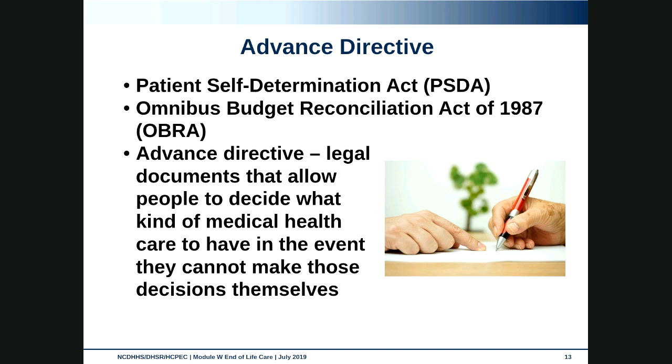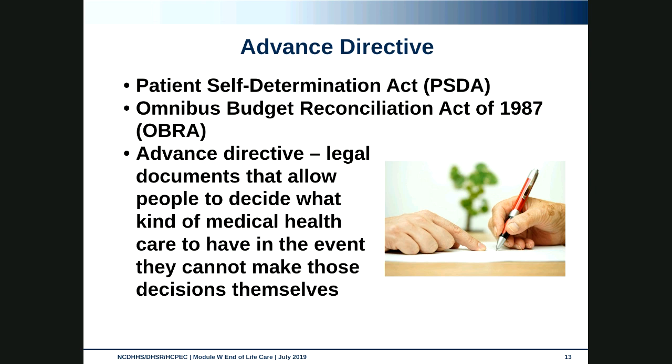Advanced directives are legal documents that allow people to decide what kind of medical care to have in the event they cannot make those decisions for themselves. They're required if you're in a long-term care facility. Every long-term care resident has an advanced directive that lets them know what they want and what they don't want. The advanced directive can say, I want everything done. I want CPR, I want to be intubated, if I can't eat, I want you to put in a feeding tube. Or they can say they don't want anything done. So you can pick and choose along that entire scale.